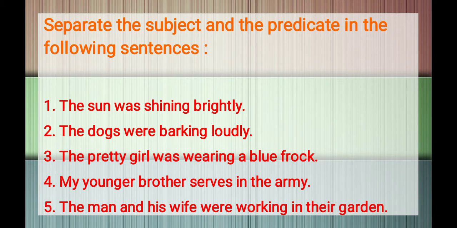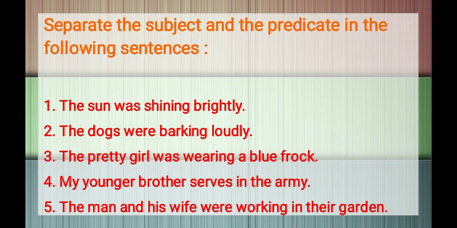Students, while explaining the subject and predicate, the teacher has told you how to separate the subject and predicate. So you have to follow that only. The first step will be that you will identify the verb which is in the sentence. The sun was shining brightly. Which one is the verb here?